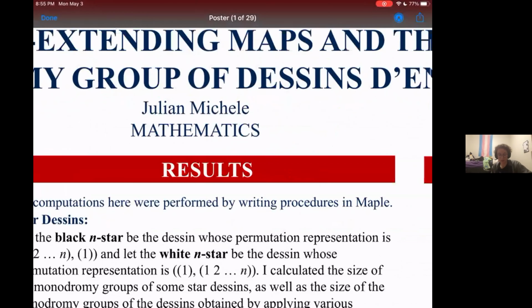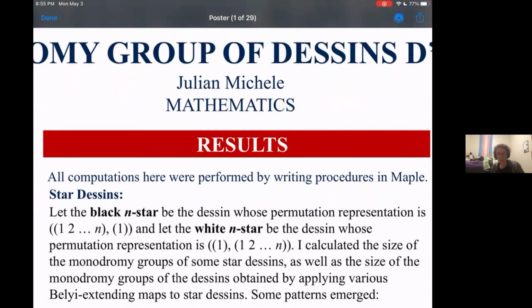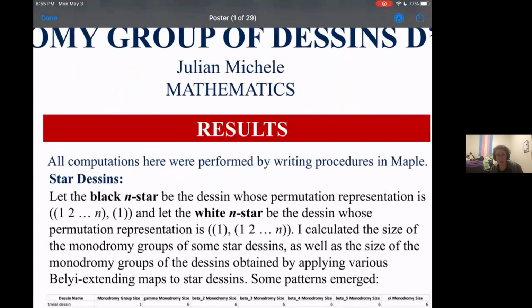Okay, so what I did was I performed all these computations by writing procedures in Maple. So if you see some ridiculous numbers, that's how I got them. I made the computer do it for me. I did not compute these numbers by hand.